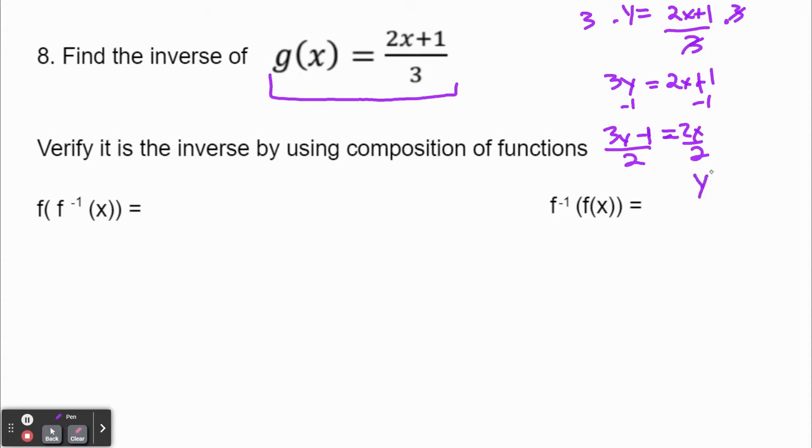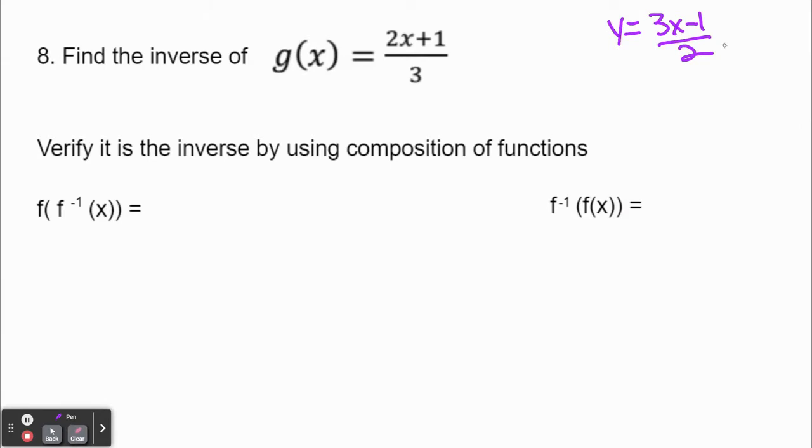So I'm going to get y is equal to 3x minus 1 over 2. Let me rewrite that actually. So 3x minus 1 over 2.